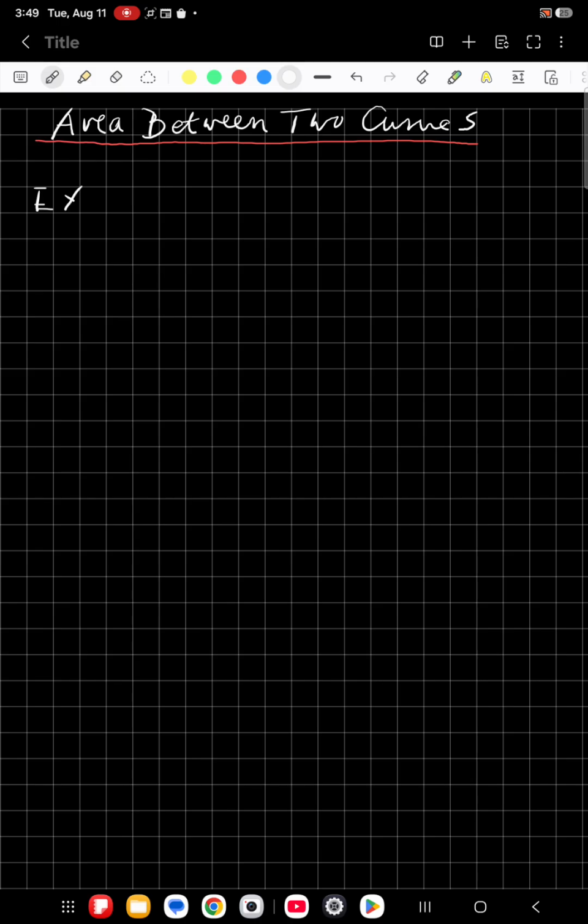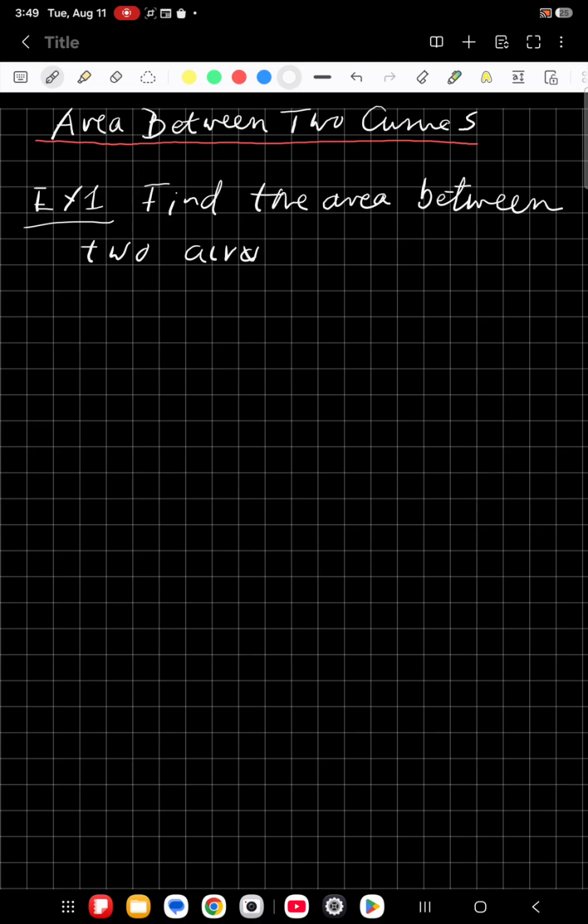So example one: find the area between two curves. As you can see, I'm having a problem with that word, curves. I don't know why, it's not a difficult word.